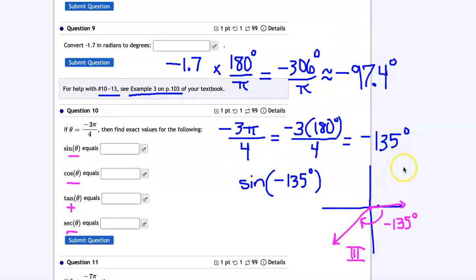Tangent is positive in the first and the third quadrants because sine and cosine have the same signs. That is, they're both positive here, they're both negative here. A positive divided by a positive is a positive, a negative divided by a negative is a positive, and that's why tangent is positive in the third quadrant. So once you determine the signs, then you can use the reference triangle. So remember, you take a perpendicular from a point on the terminal side, you drop that perpendicular to the x-axis. This ends up being a 45, 45, 90 triangle.